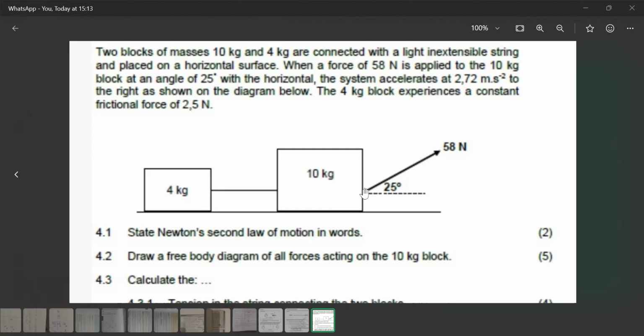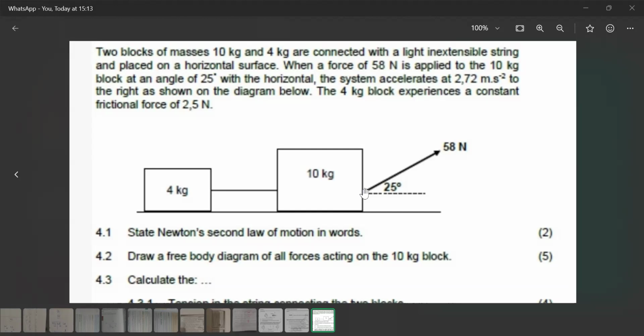We are also given the magnitude of the applied force that is exerted on the 10 kg block, and we see that it's a force that is applied at an angle. So in other words, it's a two-dimensional force. And we know that we can never work with a two-dimensional force. We must always resolve that force into its horizontal component as well as its vertical component.